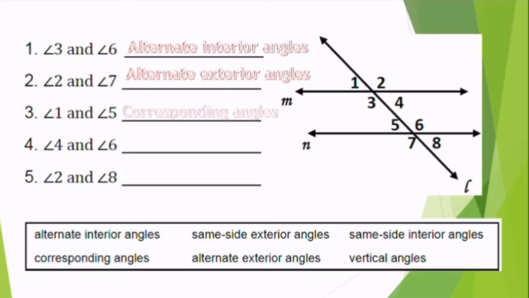They are corresponding angles. Next, for number 4, angle 4 and angle 6 are blank. They are same side interior angles. Next, for number 5, angle 2 and angle 8 are blank. They are same side exterior angles. Now, I hope you understand our first activity. Next, let's proceed to our next activity.